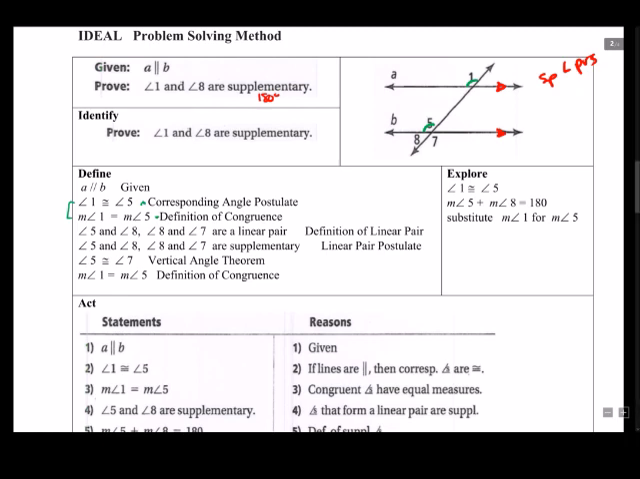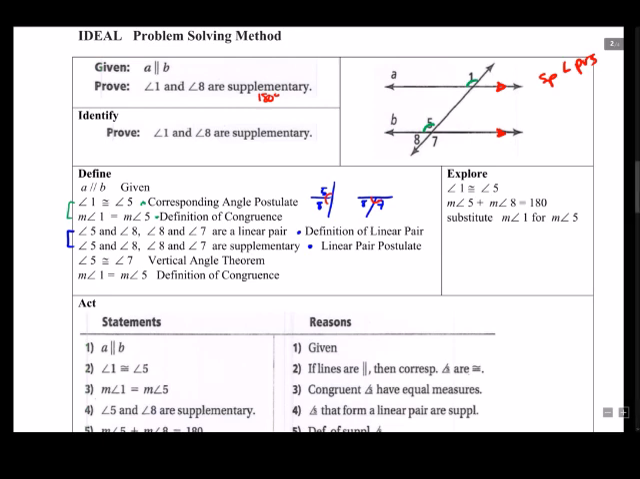Now, the next thing is I see linear pairs. We have angle 5 and angle 8 are a linear pair, and angle 8 and angle 7 are a linear pair. And why am I looking at linear pairs? Because I know they are supplementary. They're linear pairs by definition of linear pair, and they are supplementary by our linear pair postulate. So those are options.